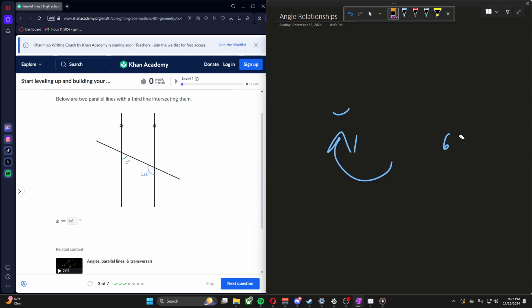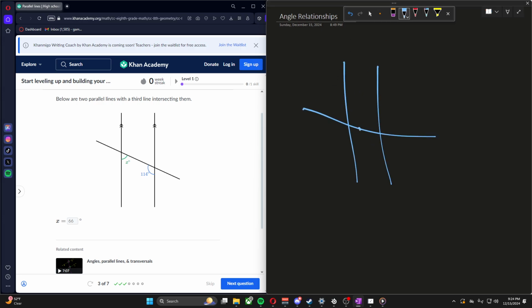Because they're parallel, they'll never intersect, so that means they have to be the exact same. Whenever you're solving for parallel lines, just know angle here, those two have to be the same. Angle here, those two have to be the same. And so on. It's pretty basic stuff once you fully understand the concept.